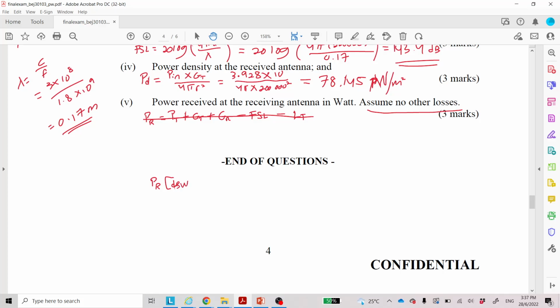PR in dBW is equal to PT in dBW, plus GT in dB, plus GR in dB, minus FSL in dB. So I have to do this so that you are not making careless mistakes. Minus LT in terms of dB. So we already found all the answers.